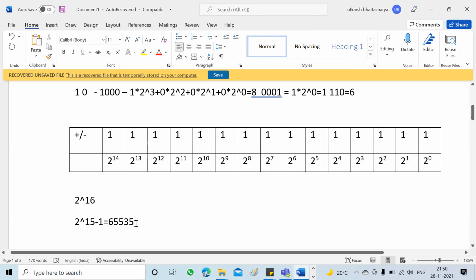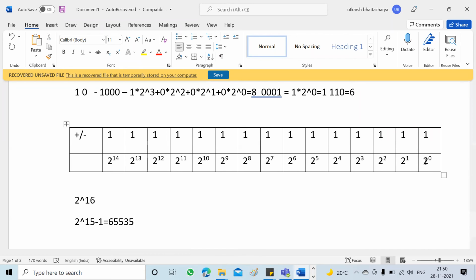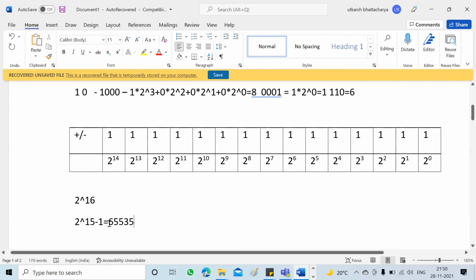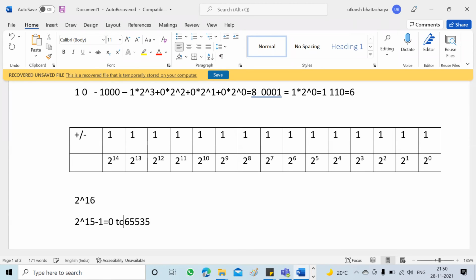Now this is going to be the case, for example, in a 16-bit system. If you are trying to store integers, that means you can store 65535 values of integer, but there is a range, 0 to this much.